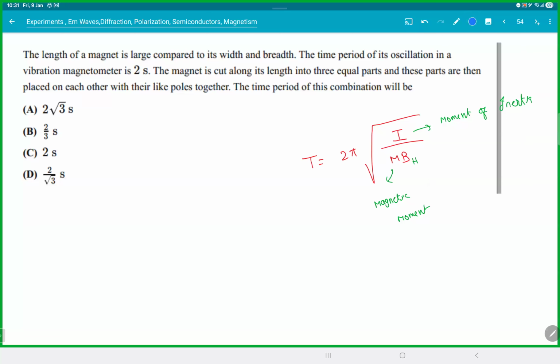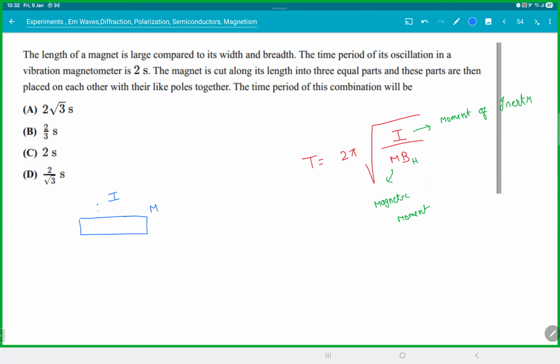So the length of a bar magnet is large compared to the width and breadth. Okay. The time period of the oscillation means you can take it like a rod. Time period of oscillation is 2 seconds. The magnet is cut along its length into 3 equal parts, and these parts are then placed on top of each other. So you did actually multiple things. This was moment of inertia I, and this is a magnetic moment M.